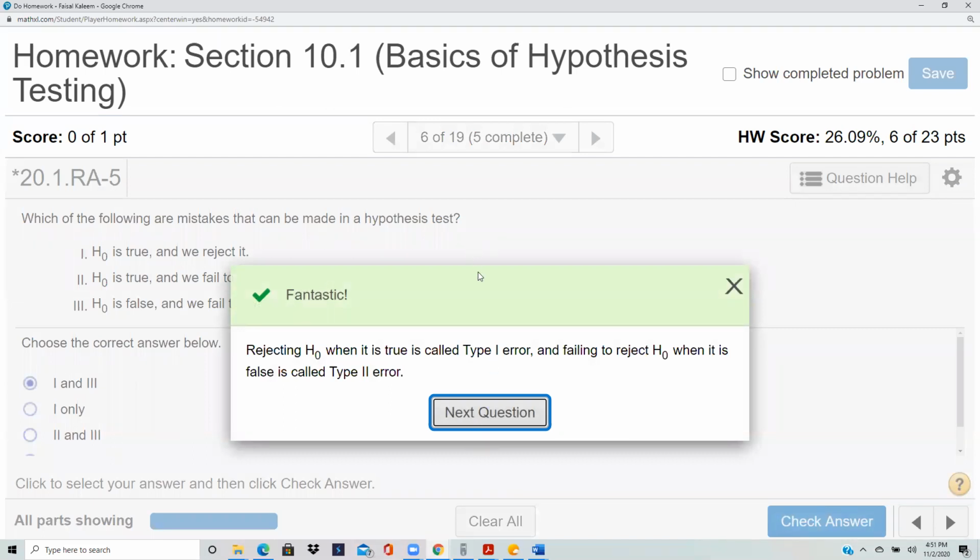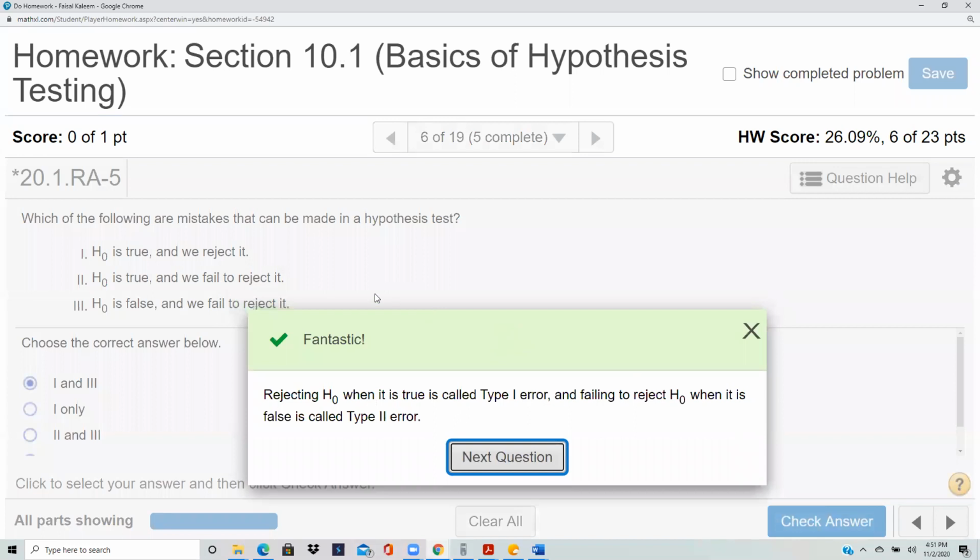And actually, you can make a note of it right now that if H naught is true, so we figured out that 1 and 3 are mistakes and they have special names. If H naught is true and you reject it, that is called a type 1 error. And if H naught is false and you fail to reject it, that's called a type 2 error.